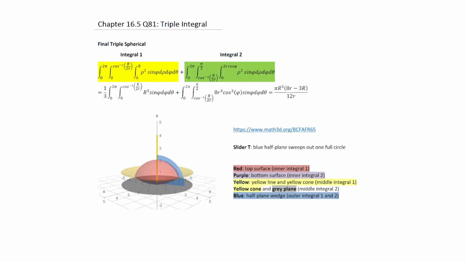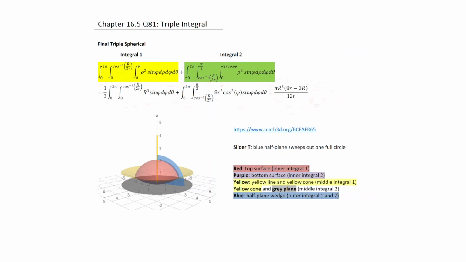All right, so I just put the things together. Here's integral 1: bounds on rho, bounds on phi, bounds on theta. And this is the second integral: bounds on rho, bounds on phi, bounds on theta. If you simplify and do the integral, you'll end up with this answer, which is consistent with the results we had when we solved using Cartesian coordinates as well as cylindrical coordinates.